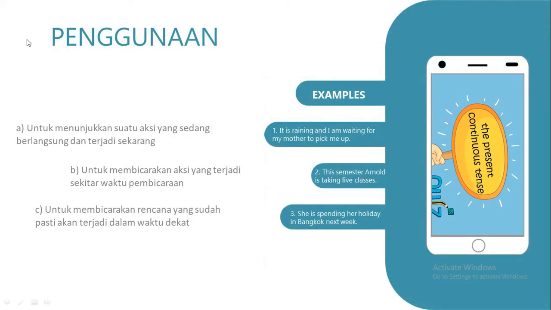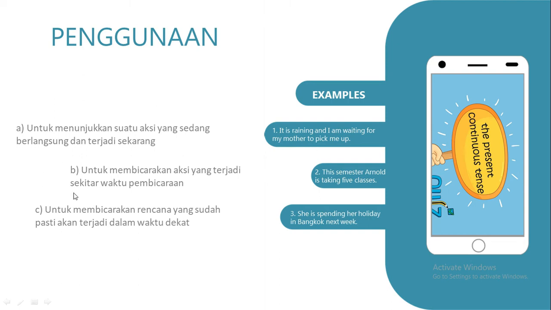And here is the function. Actually, we have three functions for the present continuous tense. The first, to show an ongoing action at the present. Here is the basic function for the present continuous tense. For example, it is raining and I'm waiting for my brother to pick me up.